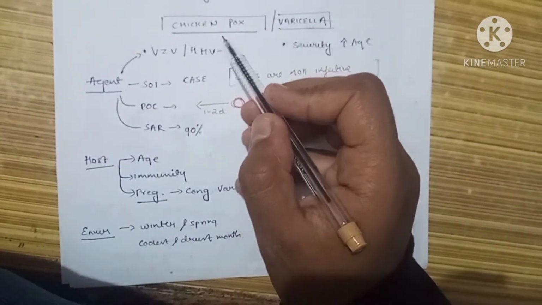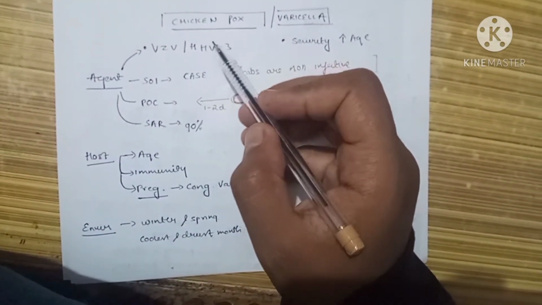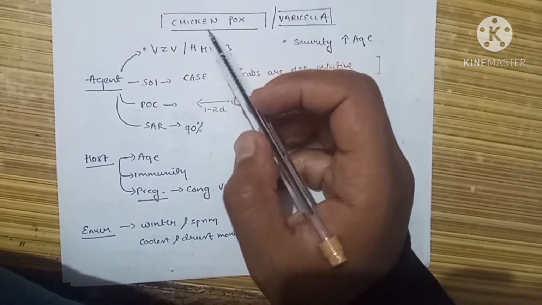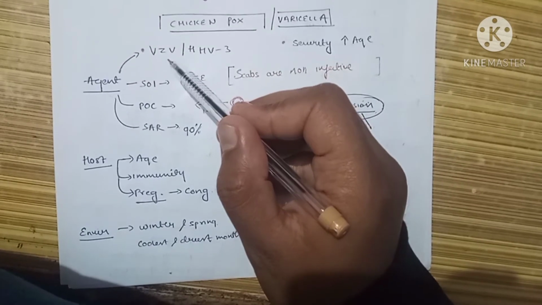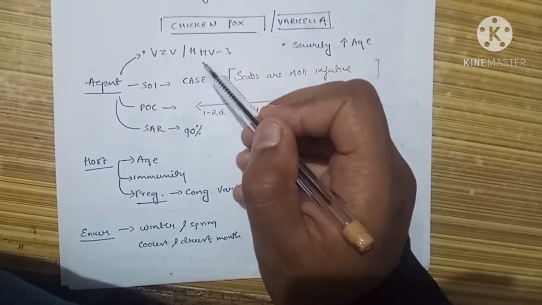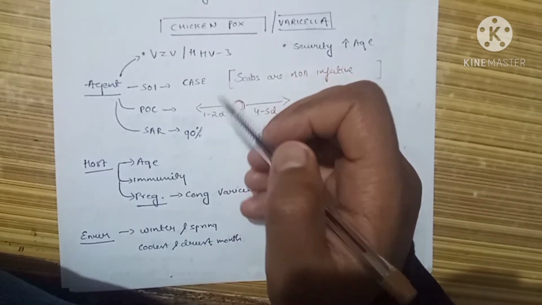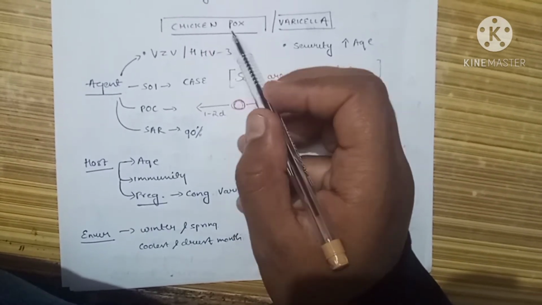So, going directly into epidemiological determinants of chickenpox, talking about the agent factor, the causative organism is varicella zoster virus or the human herpes virus 3, that belongs to the alpha category, that causes chickenpox.